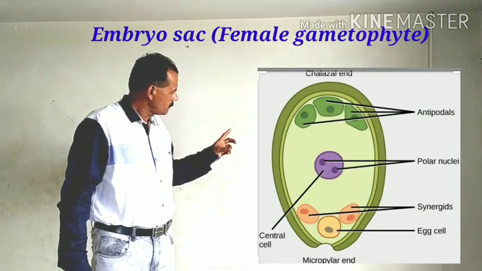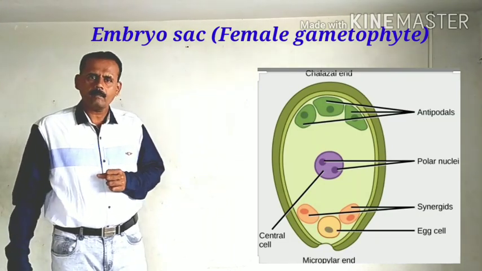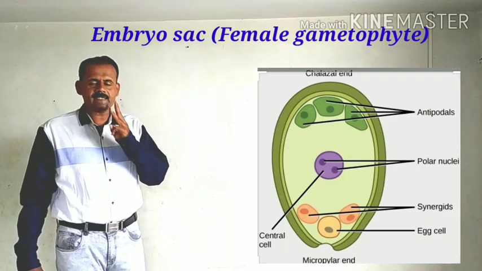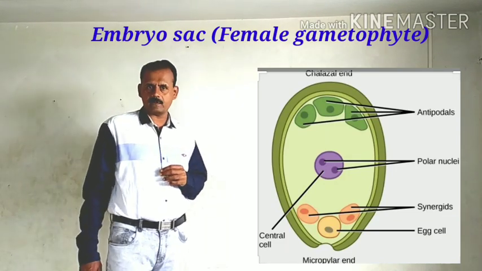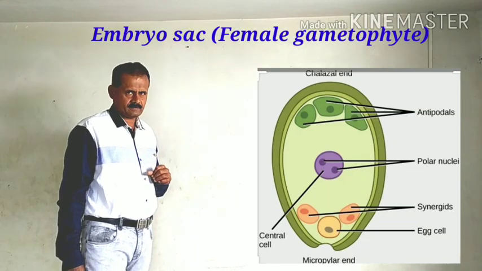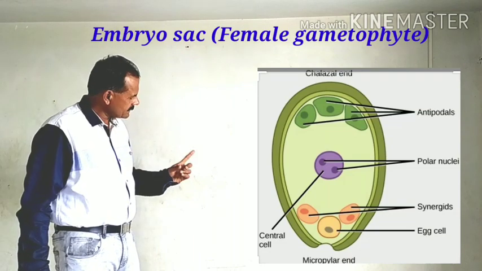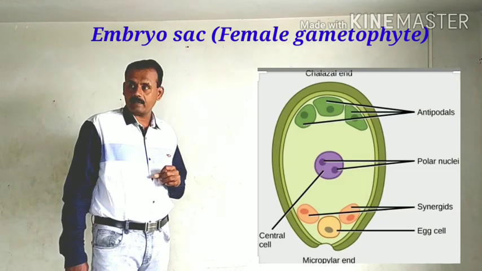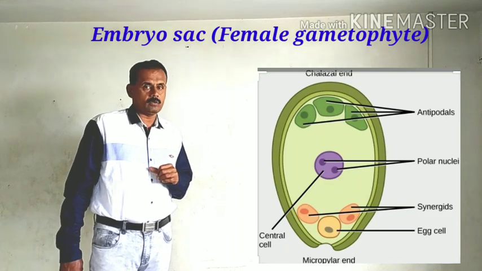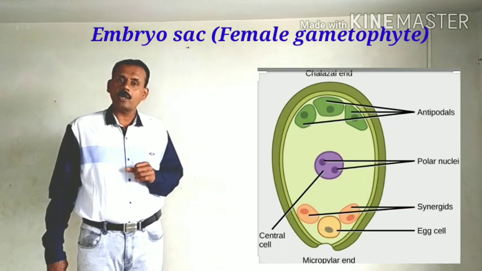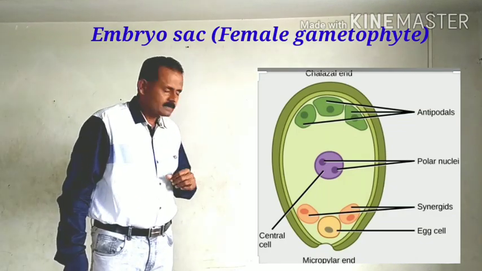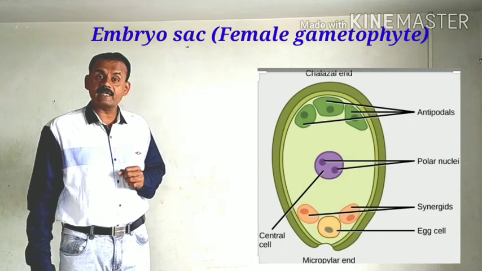In the embryo sac, toward the micropylar end, there is a group of 3 cells, and that group is called the egg apparatus. In this group, the central cell is called the egg cell, and its nucleus is called the egg nucleus or female gamete. The 2 lateral cells are called synergid cells.